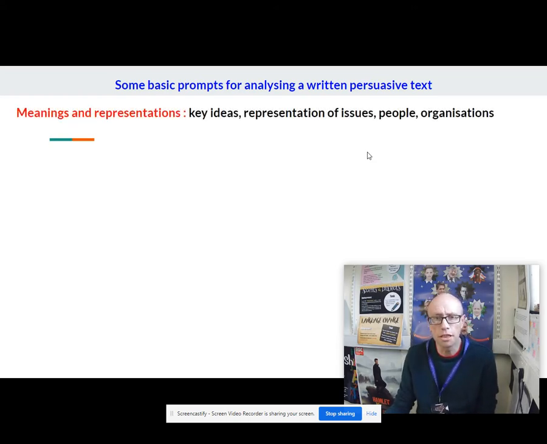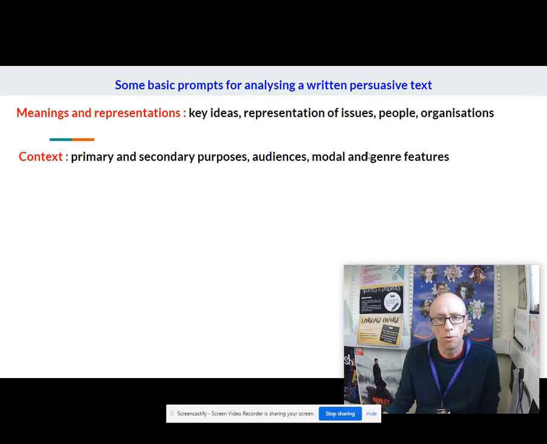First of all, you need to be thinking about the meanings and representations in any text. So putting the language devices to one side, what are the key ideas? What are the key ideas of this writer, and how is the writer representing issues, people, organisations, places, etc.?